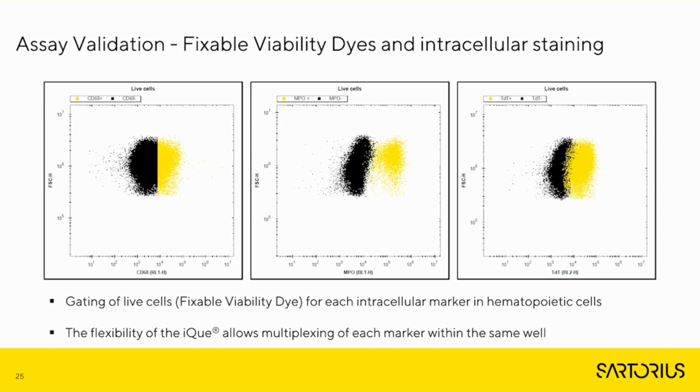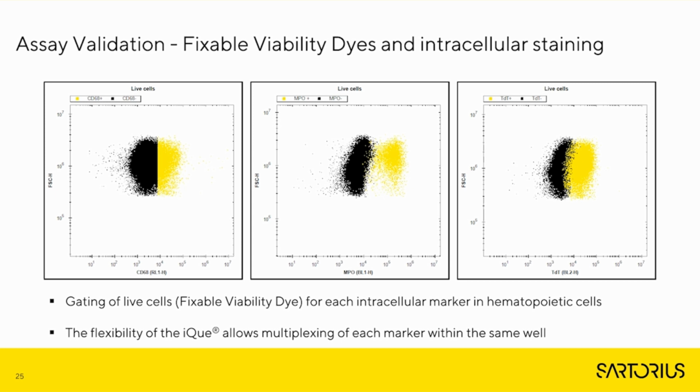So if we take a closer look at each of these individual markers that were described in the previous slide, you can see here that what we were able to do is look at individual plots for each of these markers and then separate those out into positive and negative populations within each dot plot. And using the color coding, we were able to highlight the positives for each of the markers in yellow and then the negatives for each of the markers in black, just for ease of readability. And the good thing about the iQue is that it's very flexible.